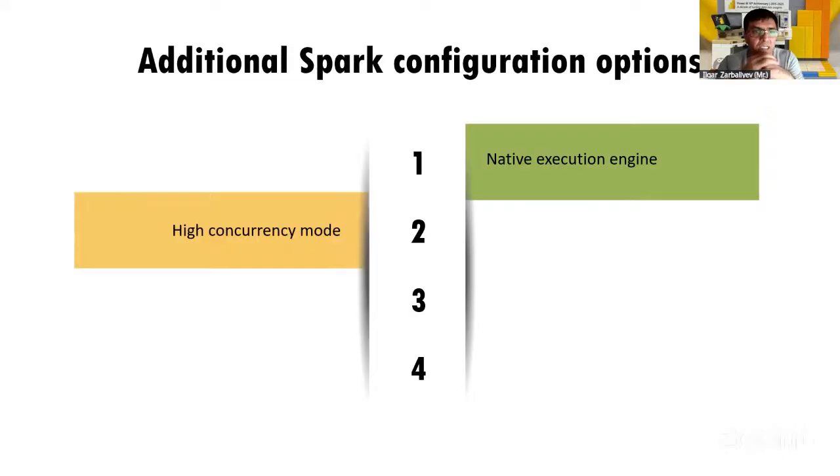Second one is high concurrency mode. Let's talk about high concurrency mode. Whenever you run a notebook or Spark job, Fabric creates a Spark session to execute that workload. Normally, individual notebooks may use separate Spark sessions, but high concurrency mode allows multiple users and processes to share Spark sessions more efficiently. This improves resource utilization and can help reduce startup times and overall compute consumption.